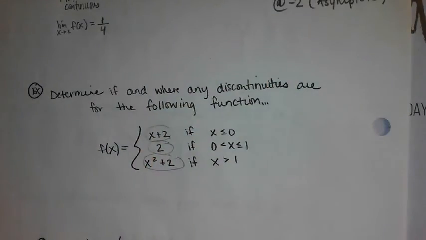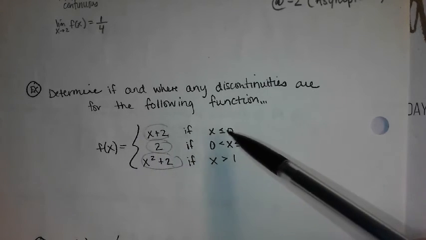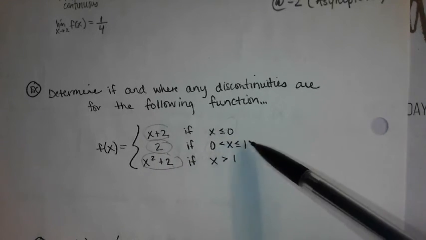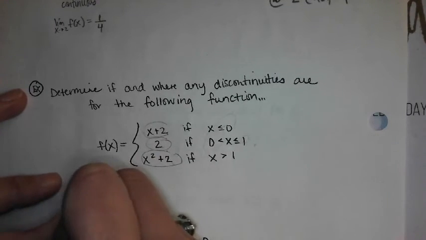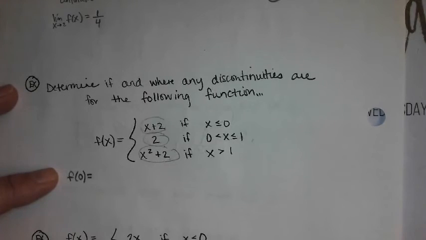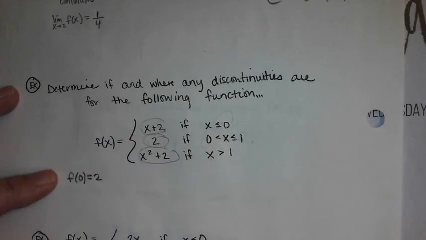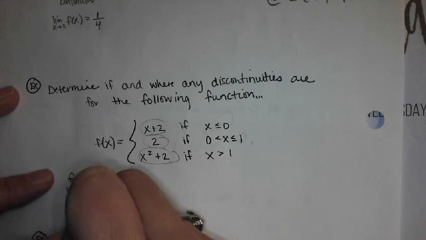When it's piecewise, you have to be concerned with what's happening at your points of transition from one function to the other. So that would be at 0 and also at 1. So we'll start with 0. What is f of 0? 2. What is the limit as x approaches 0?